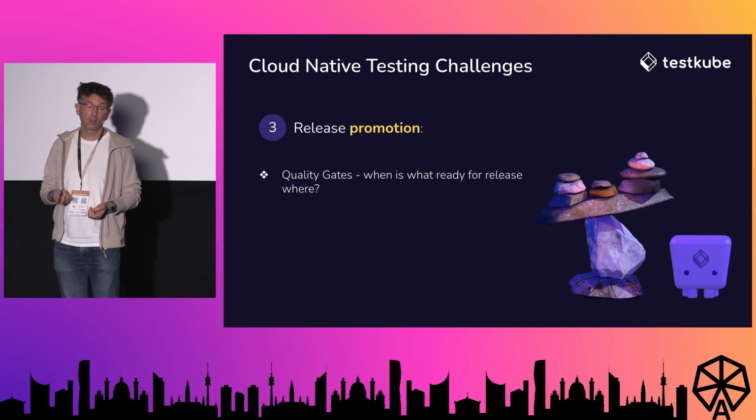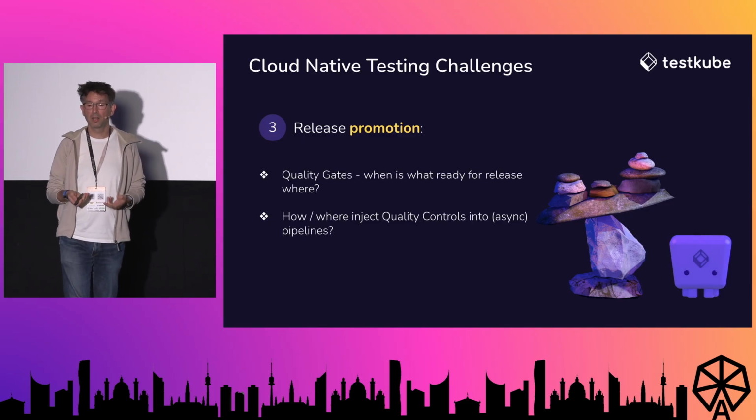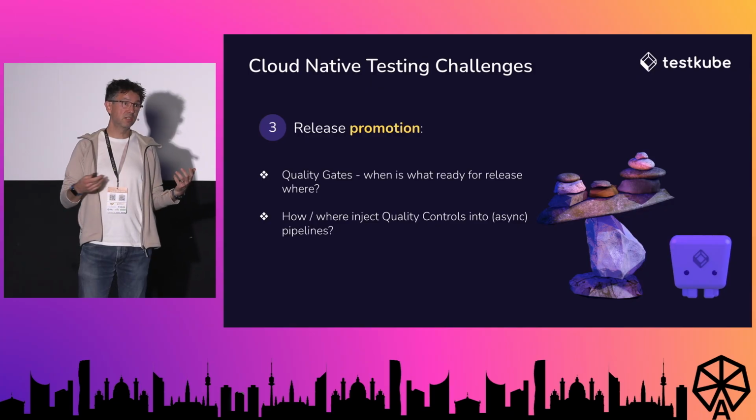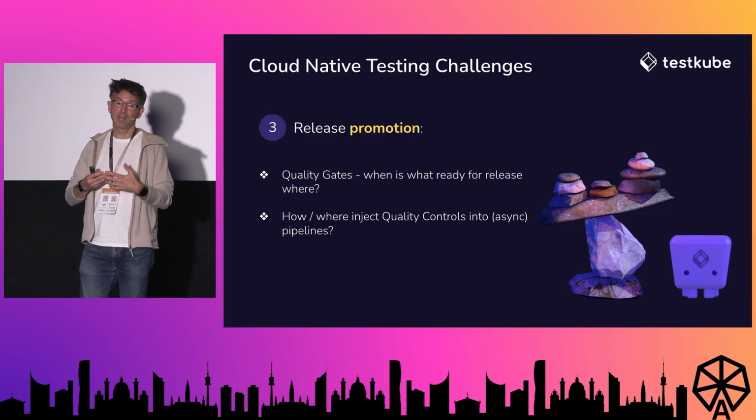Release promotion, next one, quality gates. How do you define a quality gate? How do you define when something is ready to release? If you're releasing microservices continuously, maybe you're never really releasing an application as a whole.